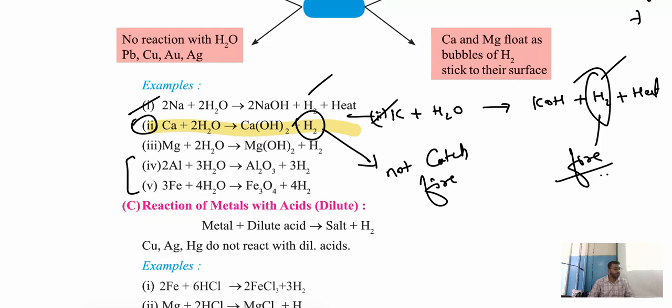Understood? This can be your give reason question. Please make a note. The question here: Why, when calcium reacts with water, does it not catch fire? When calcium reacts with water, the hydrogen gas is liberated. It does not catch fire.